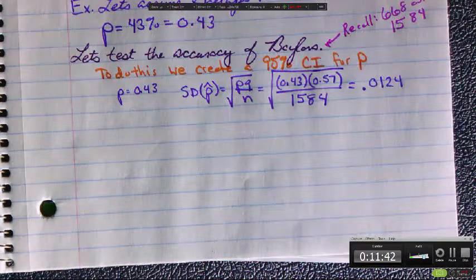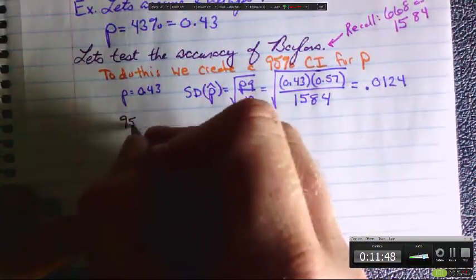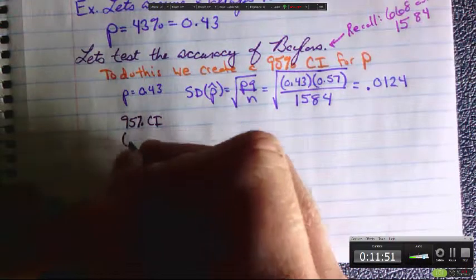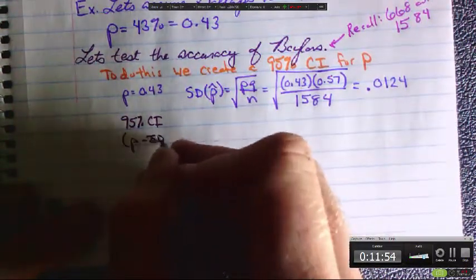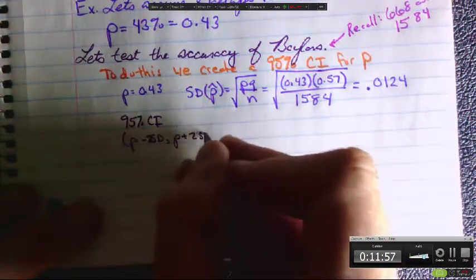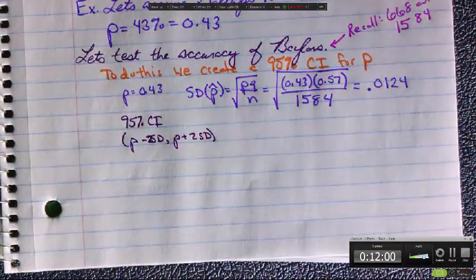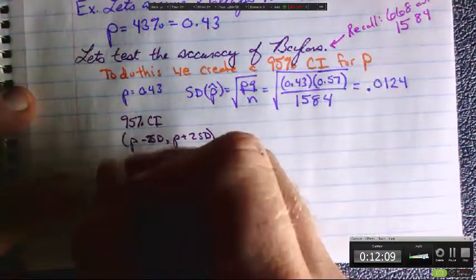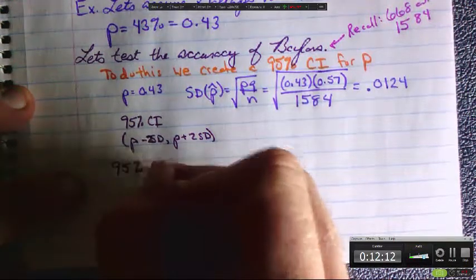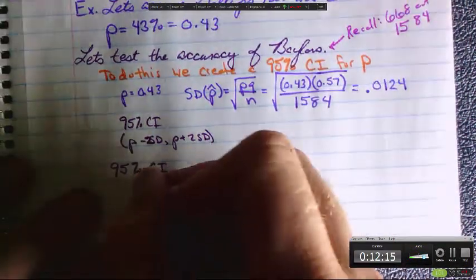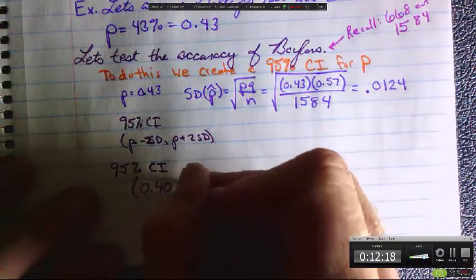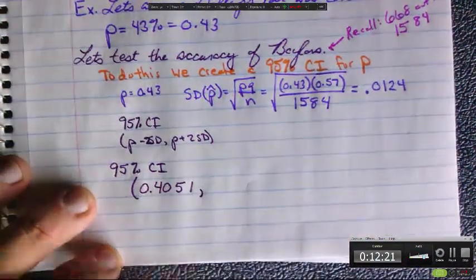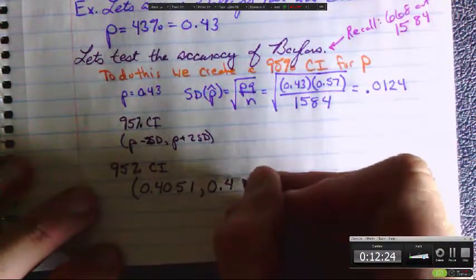So the standard deviation is 0.0124. We have a way of writing out a 95% confidence interval. The 95% confidence interval is P take away 2 standard deviations, comma, P plus 2 standard deviations. We know what P is. P is 0.43 because that's what we assume to be true. We have a standard deviation of 0.0124. So we come up with a 95% confidence interval: P take away 2 standard deviations is 0.4051, and P plus 2 standard deviations is 0.4549.